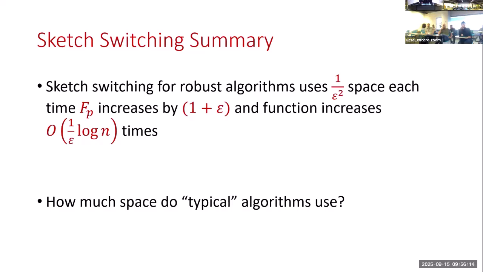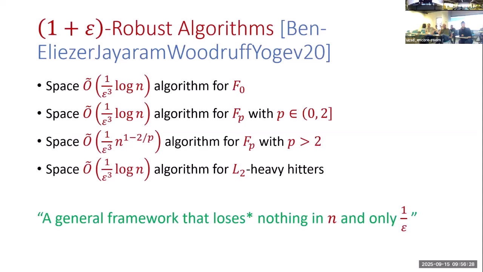The main idea is that you pay each time the value increases by 1 plus epsilon. Since the previous examples I said have a 1 over epsilon squared trade-off between the accuracy and the space, this will give you a 1 over epsilon cubed dependency overall.